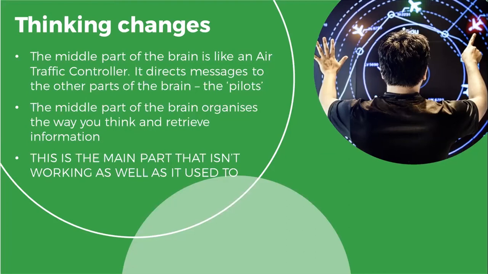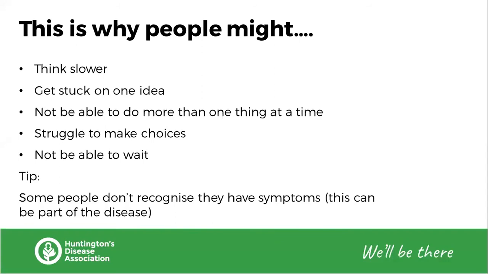And that helps us slightly with working out what our strategies can be to try and support someone. Because that bit isn't working and those messages aren't getting through like they used to, what we find is people with Huntington's tend to think slower. So sometimes you really need to wait for an answer. It might be that you ask a question and it's just taking longer for that process to work, for that message to get through and for them to retrieve that information.